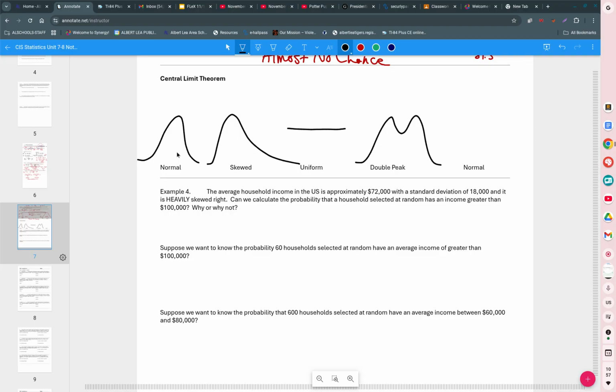Okay? Here's the cool thing. And this is what the central limit theorem says. It doesn't matter what the shape of the distribution from which you sample the mean.